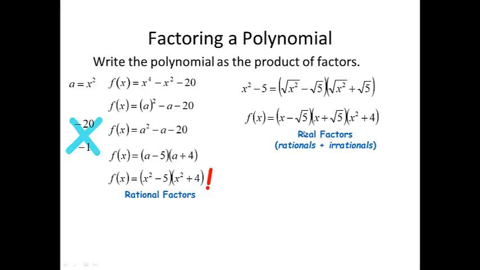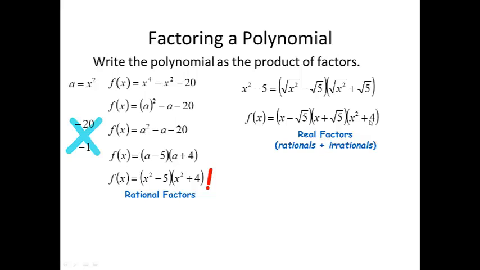If they ask you for all the real factors, you're going to have the rational and the irrational factors. This was just the rational. If they ask you for the reals, then you have to take this apart and give me the radicals, because these are still real. What if they ask you for all the factors with the complex ones? Well, there's the complex ones hiding in here.